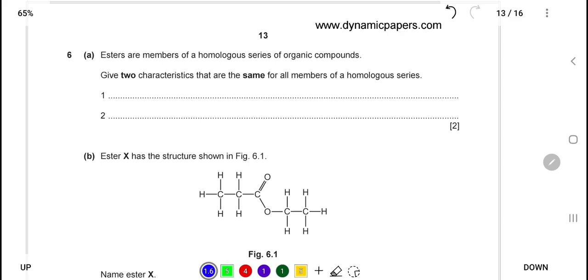Question 6. Esters are members of a homologous series of organic compounds. Give the characteristics that are the same for all the members. This type of question is so common in past papers. You need to know them by now. Same general formula and same functional group.